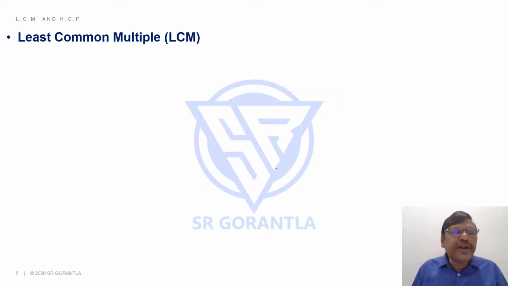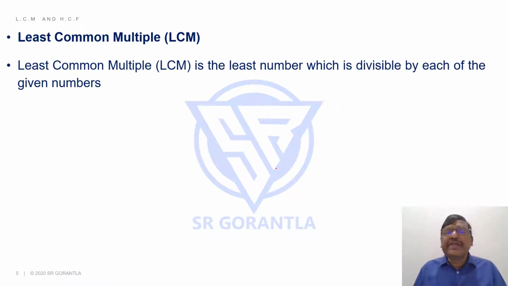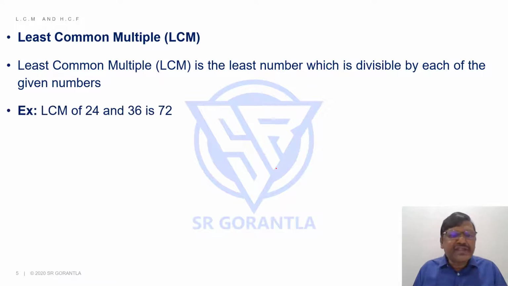See, least common multiple. Least common multiple is the least number which is divisible by each of the given numbers. As I said, in the case of 24 and 36, LCM is 72, means what? 72 is the least number that is divisible by both 24 and 36.